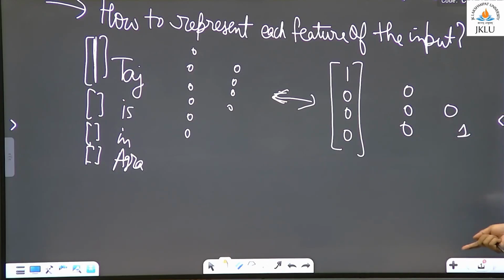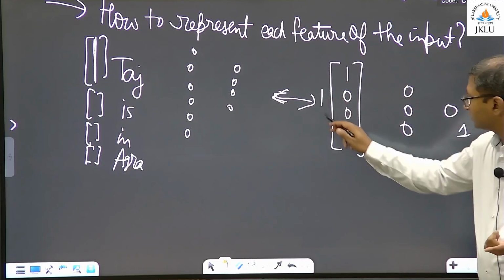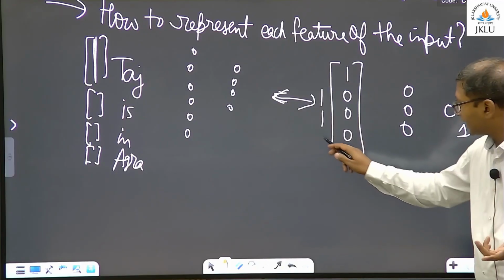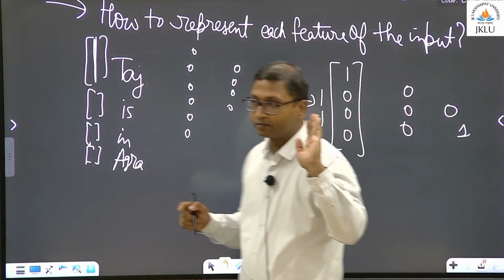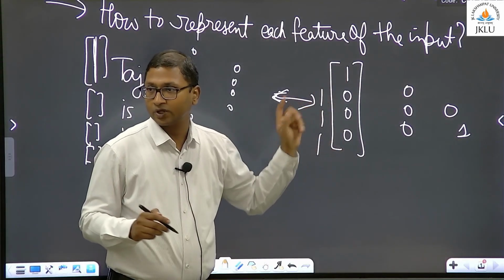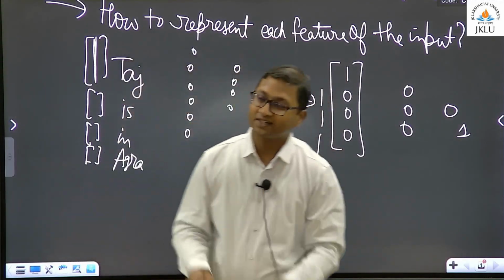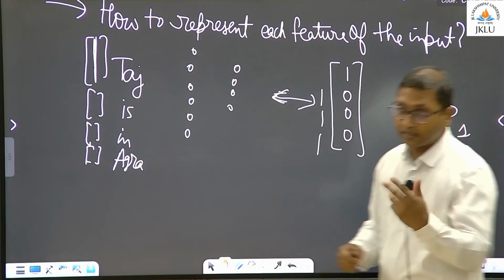Can I input is? I think this was is. In, this was in. Agra, this was Agra. So I can input everything word by word. I don't suffer from this limitation that I can't take input anymore. But what is wrong with this structure? It won't learn the relationships.